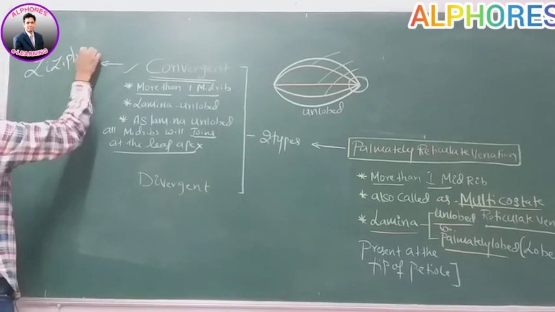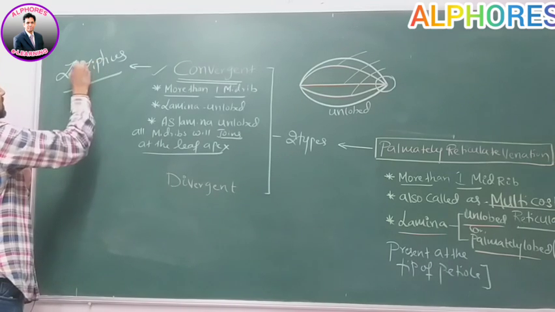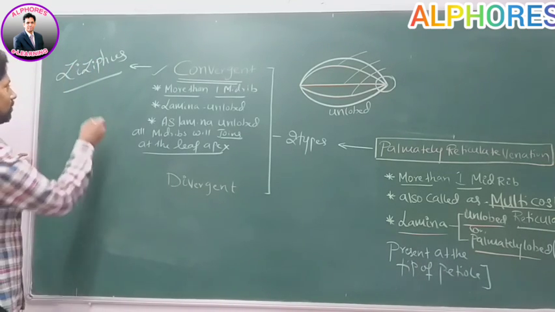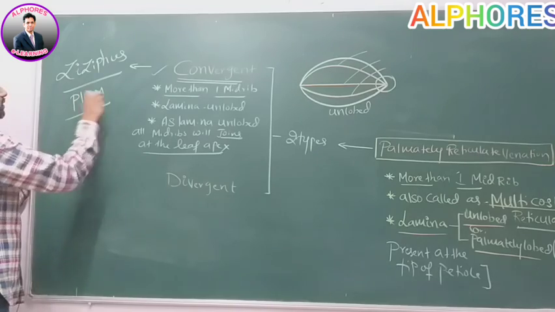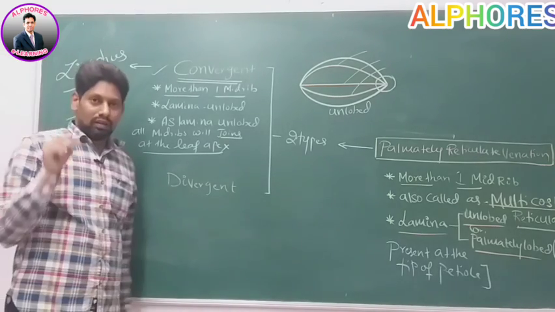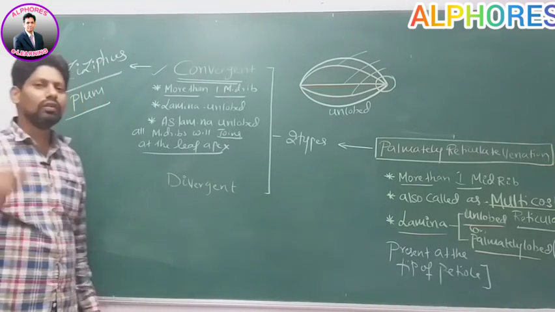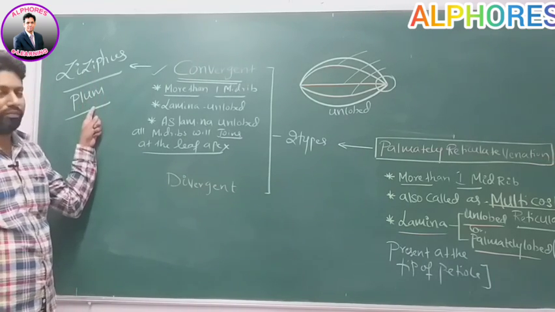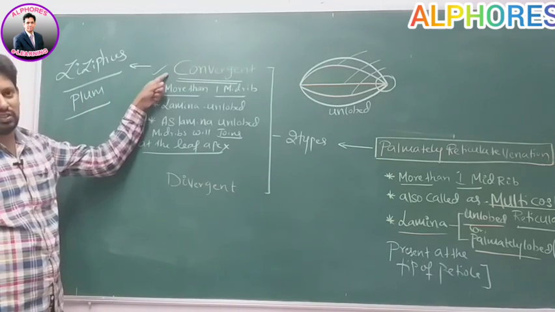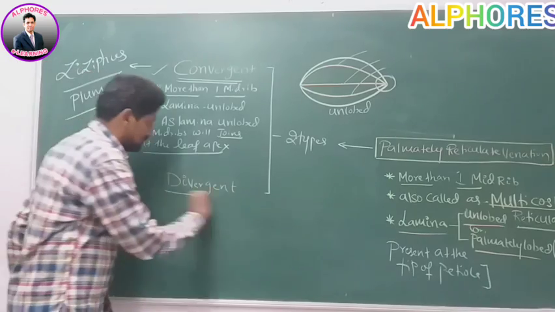Ziziphus. What are the examples, sir? The common name of Ziziphus is plum. In Telugu, we call it Regadi Pandu, right? Ziziphus plum, right? This is convergent. Now go for divergent. Tell me.